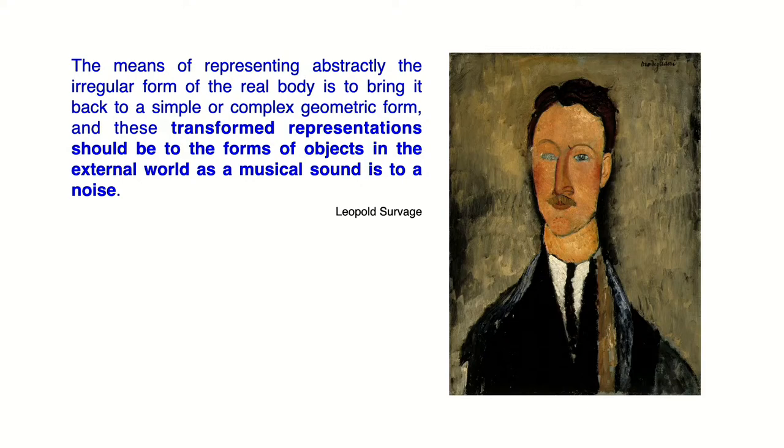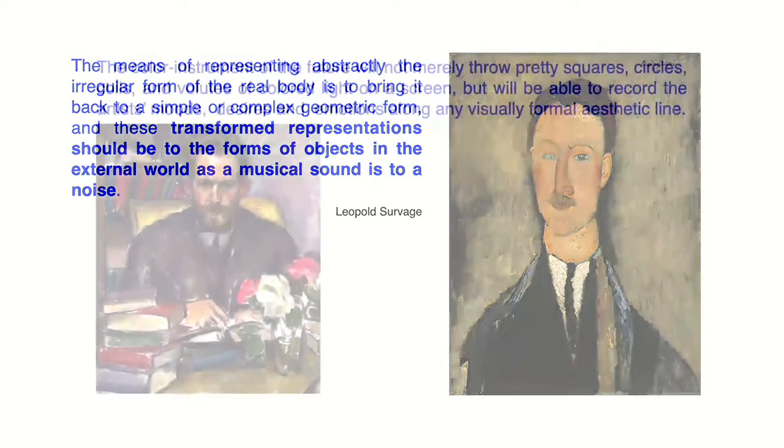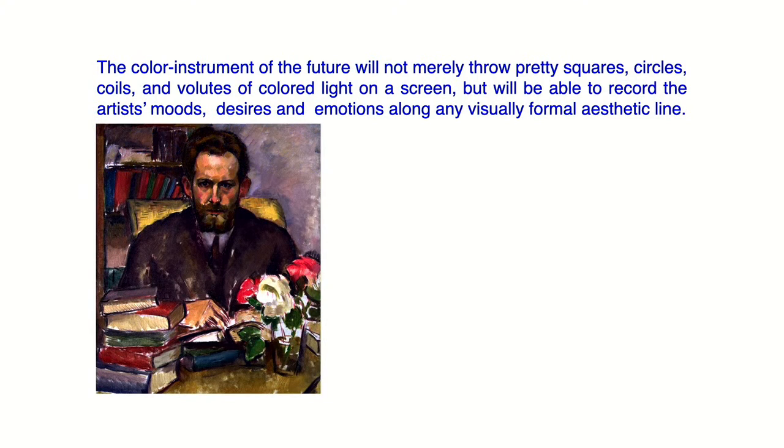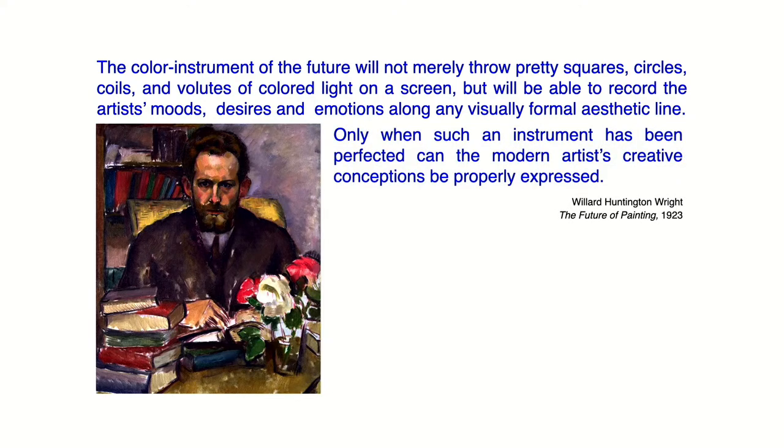And Huntington Wright's 1923 admonition serves us as a kind of North Star. "The color instrument of the future will not merely throw pretty squares, circles, coils, and volutes of colored light on a screen, but will be able to record the artist's moods, desires, and emotions along any visually formal aesthetic line. Only when such an instrument has been perfected can the modern artist's creative conceptions be properly expressed." That is, I think, where modern art was headed and remains a goal worthy of continued pursuit.